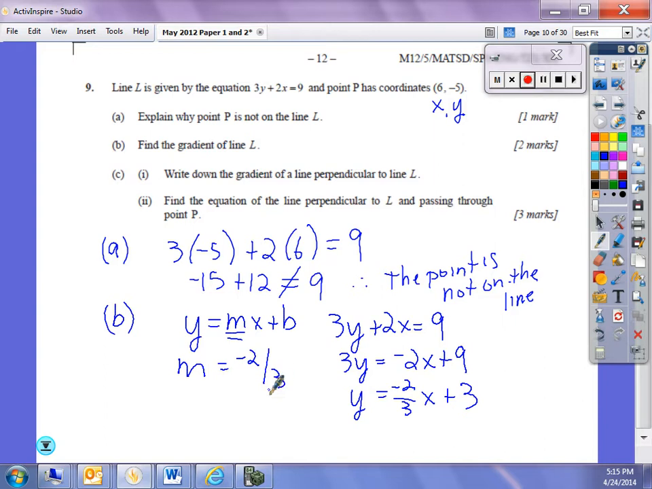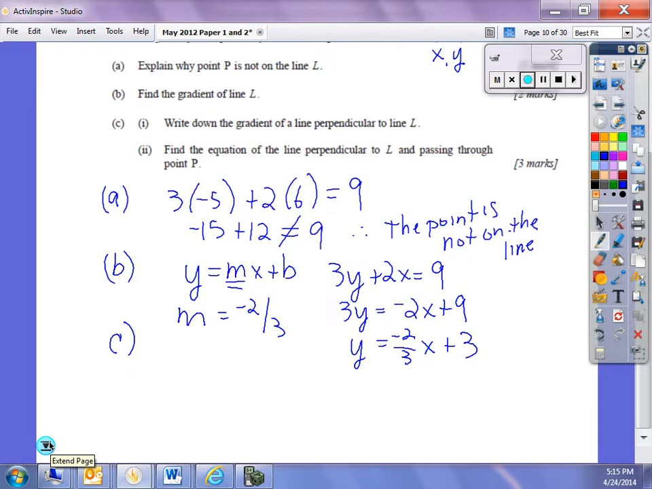-2/3. And in part B, I'm writing down the slope of the line that's perpendicular to line L. Well, we know that perpendicular slopes are negative reciprocals. So the perpendicular slope would be positive 3/2, the reciprocal.